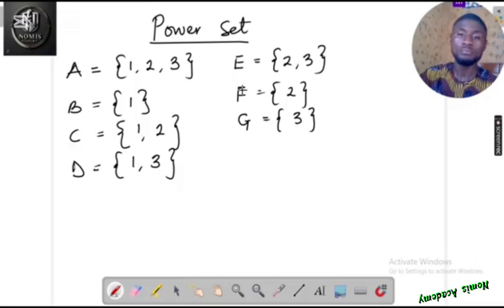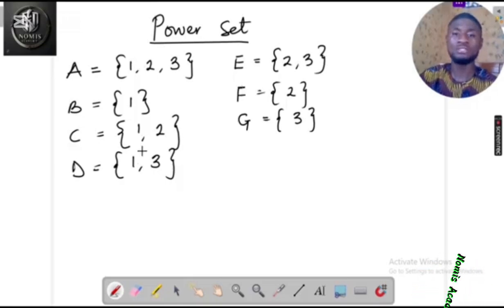So how do I get to know the power? Now, the power of set A is the number of subsets that we can derive from that set A, and that is what we mean by power set. The number of subsets that we can get from a particular set is known as the power of the set.